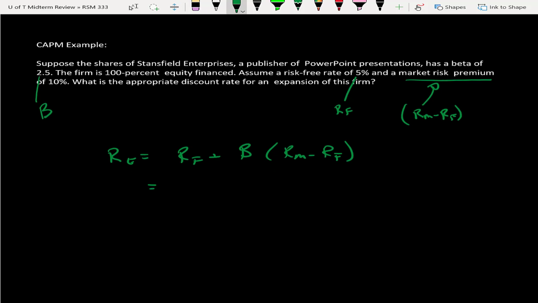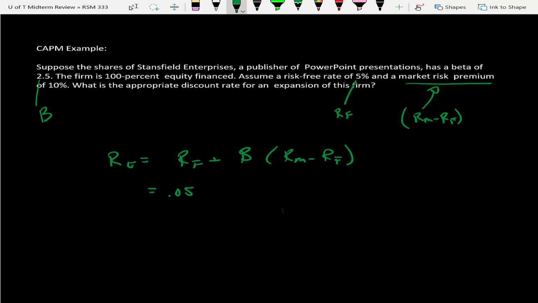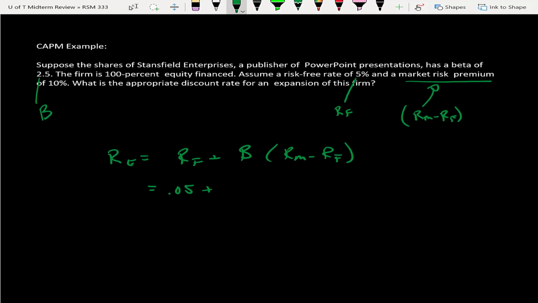If we were to calculate the cost of equity in this case, RE is equal to the risk-free return plus beta times (RM minus RF). We are told that the T-bill rate was 5%, and we are also told that beta is 2.5, and the market risk premium is 10%. So we get 0.30, or 30%, as the cost of equity for this company.